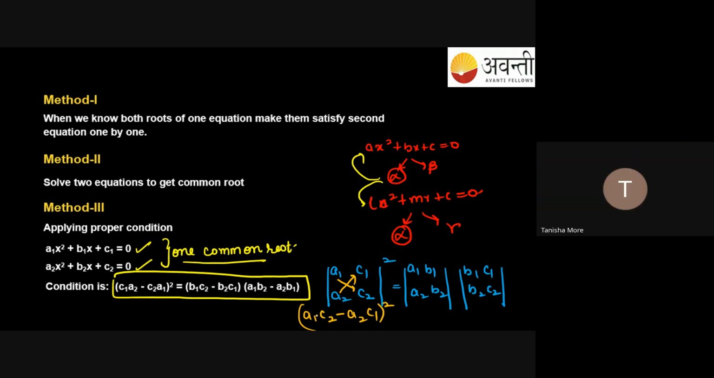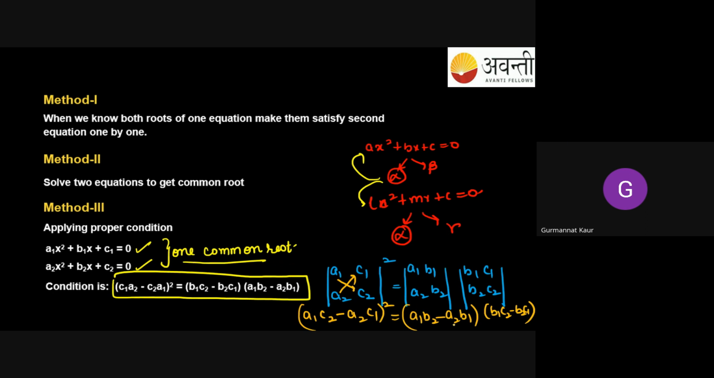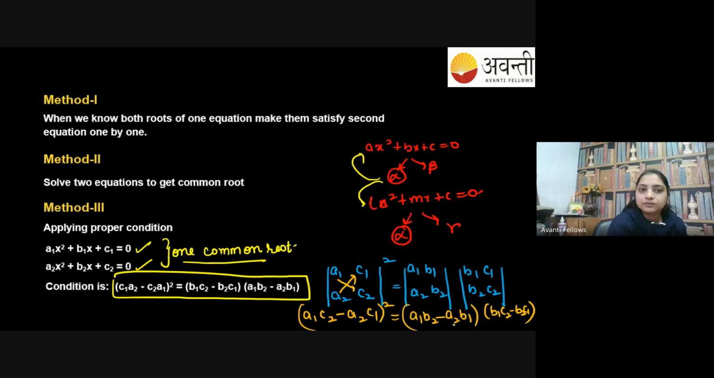So rest, can you speak up? A1 B2 minus A2 B1. Then B1 C2 minus B2 C1. Agreed here? Quite simple to learn. Okay.